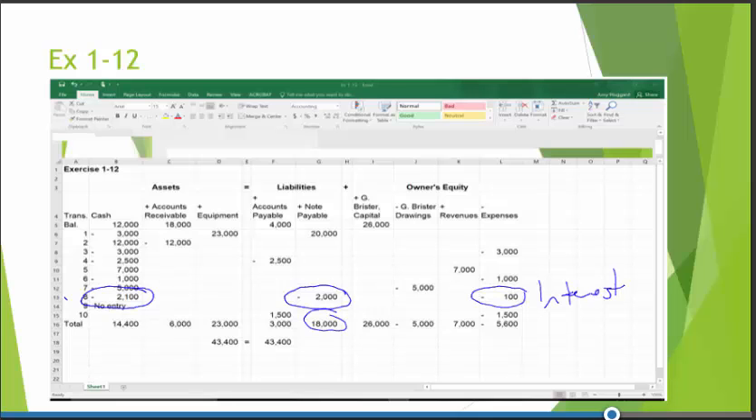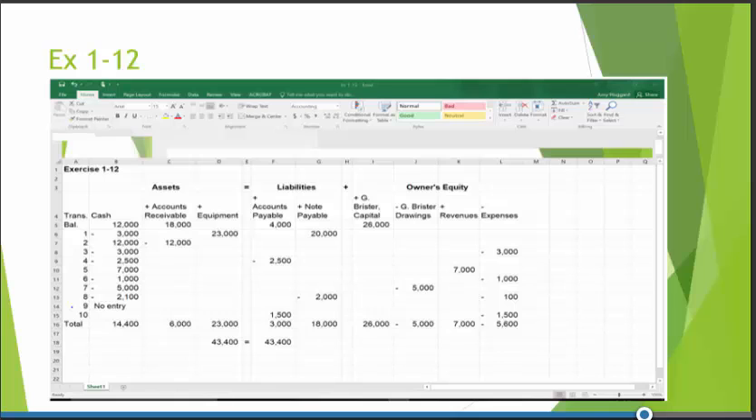Transaction 9, hired employee to start working in April. So if we hire someone, we don't actually have to pay them till they actually show up to work and work for us. So in this case, we've agreed that they're going to start work, but they haven't yet. So there's no actual cash transaction or service owing or anything else. So it's no entry for accounting purposes.